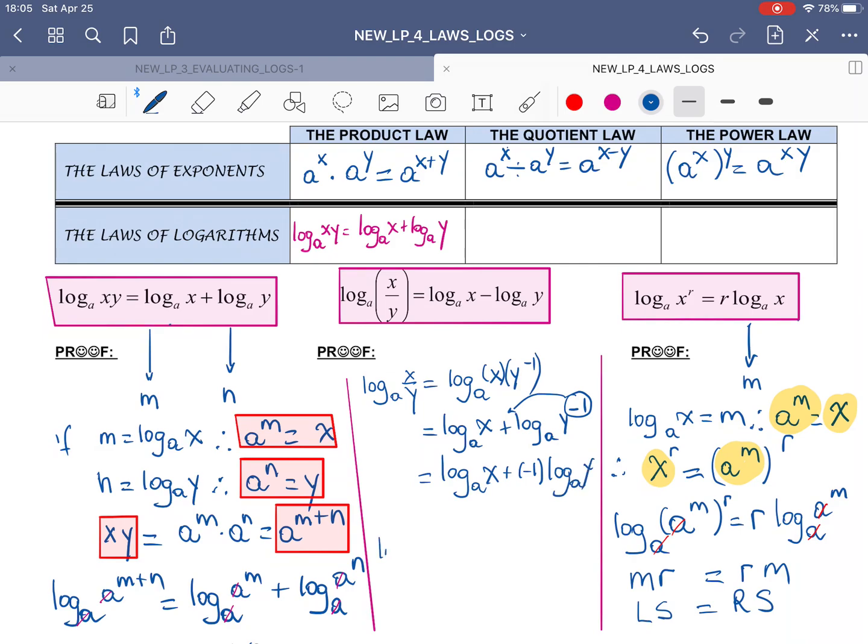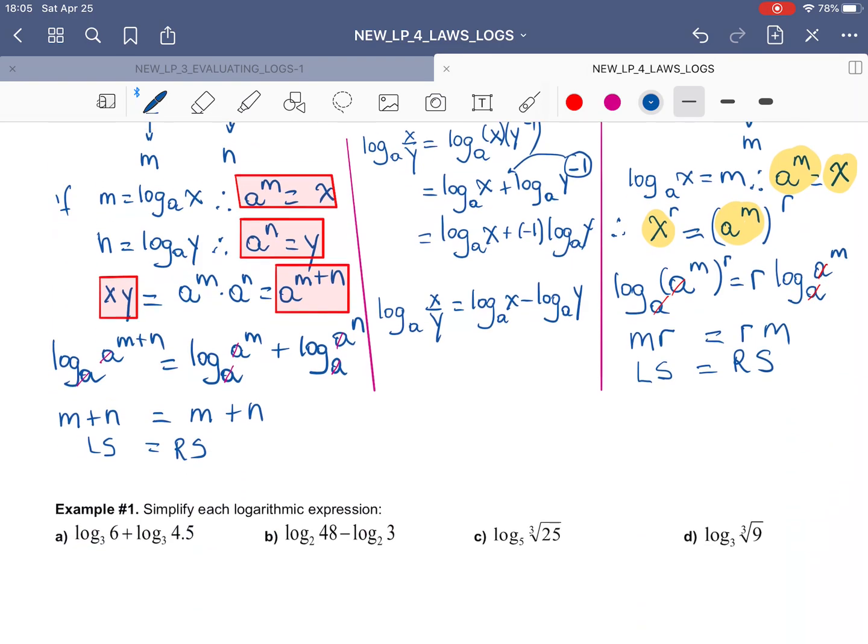So we're going to say that log with base a of x over y equals log with base a of x minus log with base a of y. And that's how we prove the quotient law.